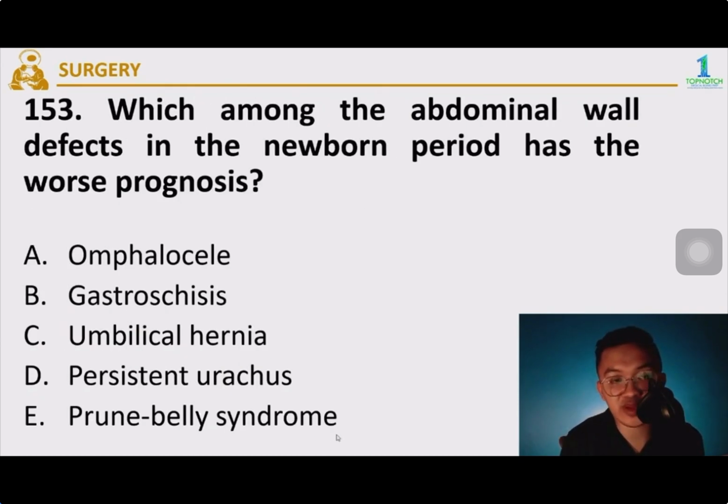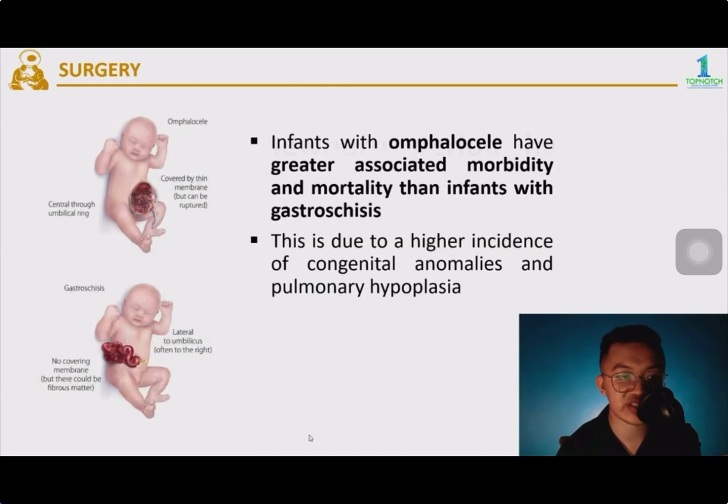153, which among the abdominal wall defects in the newborn period has the worst prognosis? So your gastroschisis and your omphalocele are two abdominal wall defects. Your omphalocele has a sac, while your gastroschisis has no sac. Counterintuitively, it's actually your omphalocele which has a worse prognosis because they usually have associated congenital defects. Your gastroschisis basically just has a defect with no sac. Urgent repair may afford the patient greater mortality and morbidity benefit.